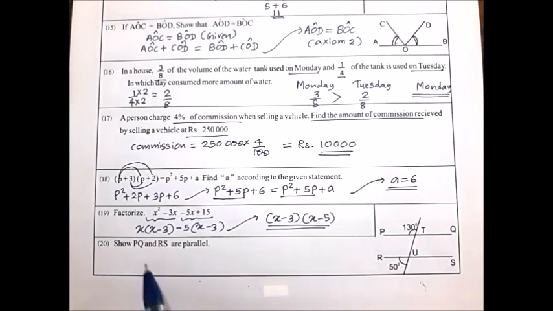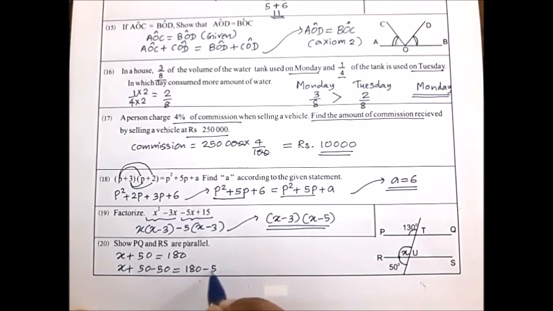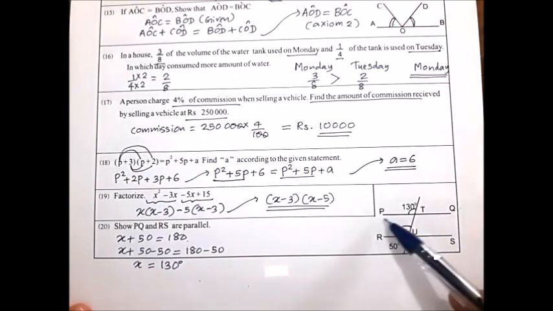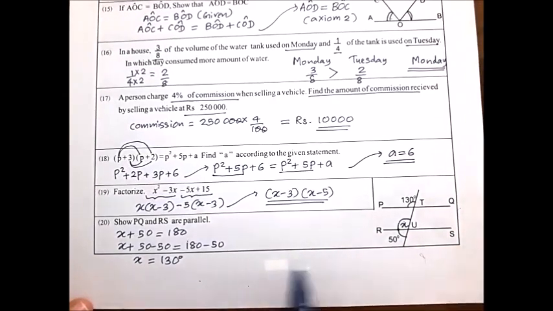20th question. Show that PQ and RS are parallel. First find this angle. Take this as x. Sum of these two angles equals 180 because this is a straight line. X plus 50 equals 180. Subtract 50 from both sides. X equals 130 degrees. Now what can you say about these two angles? They are corresponding angles. If corresponding angles are equal, you can say PQ and RS are parallel lines.